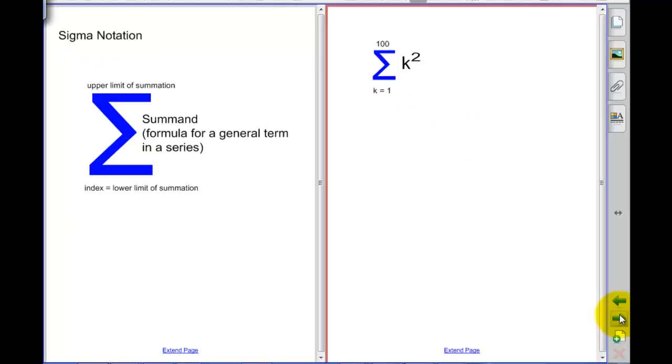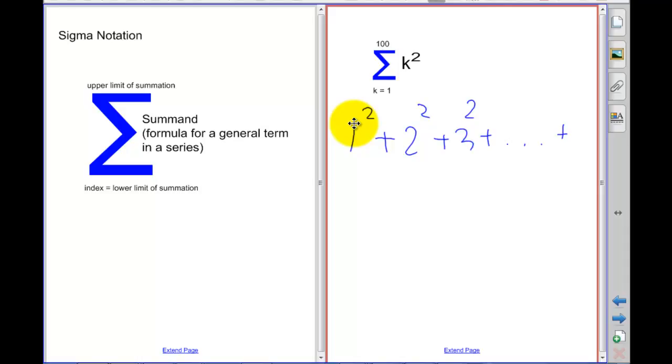So let's look at the sum from k equals 1 to 100 of k squared. How do we express this? How do we expand this out? 1 squared plus, that's implied by the sigma, 2 squared plus 3 squared plus dot, dot, dot, 100 squared. So 1 and 4 and 9 and 10,000, that could be quite a bit of work, right?